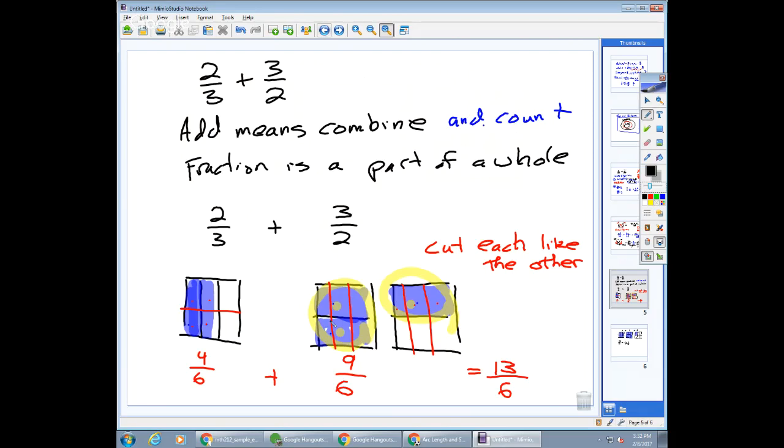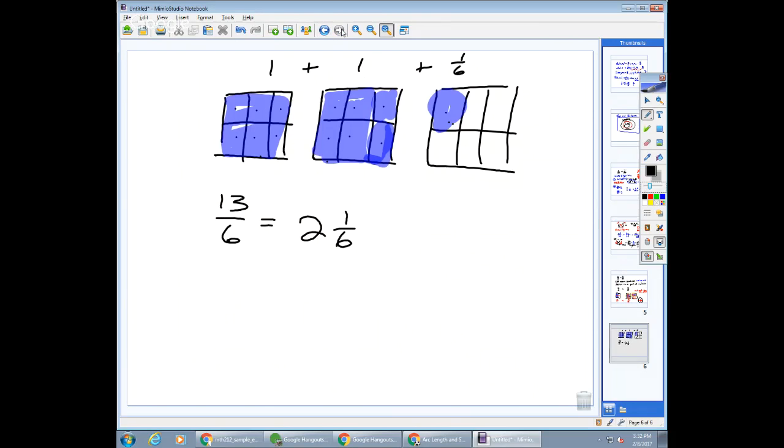So here's my 1 1/2 right here, right? And here's my 2/3. When I put it all together, I can either say the answer is 13 pieces out of 6 in a whole, 13/6, or if I start taking these pieces and I stick them in there, I can show the answer is 2 and 1/6. So depending how you look at it, we showed that 2/3 plus 3/2 is either 13/6 or 2 and 1/6.